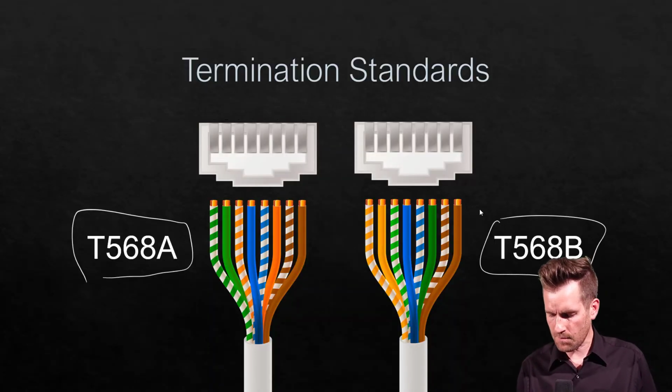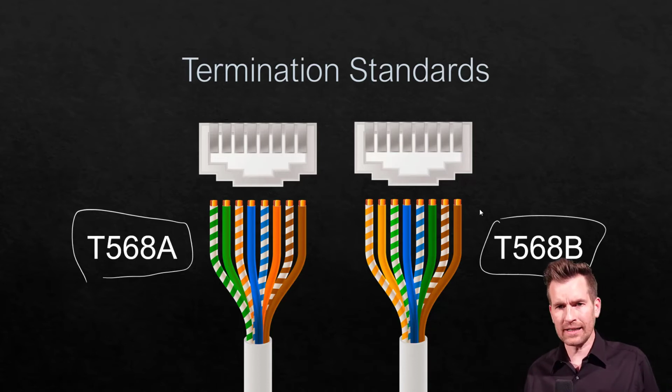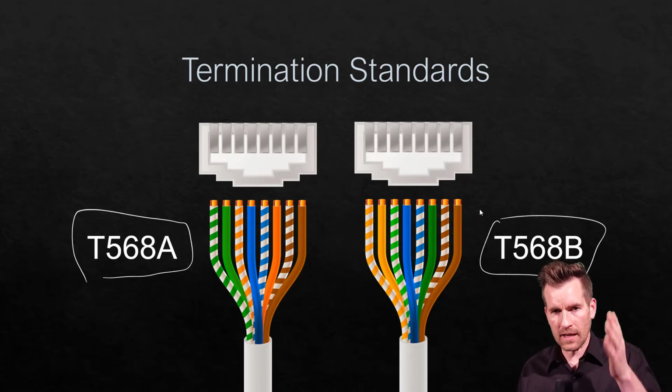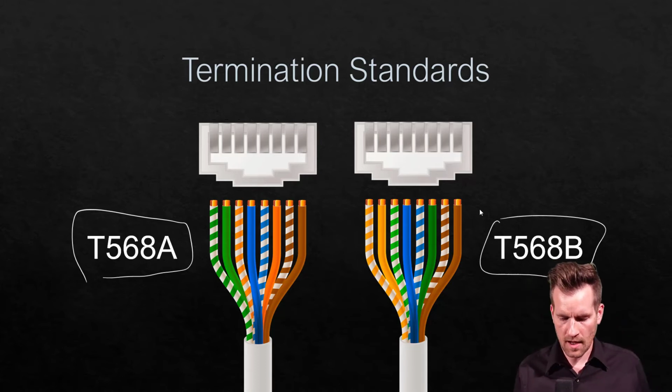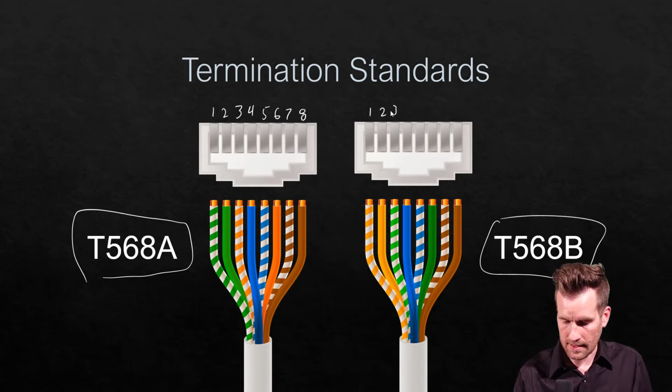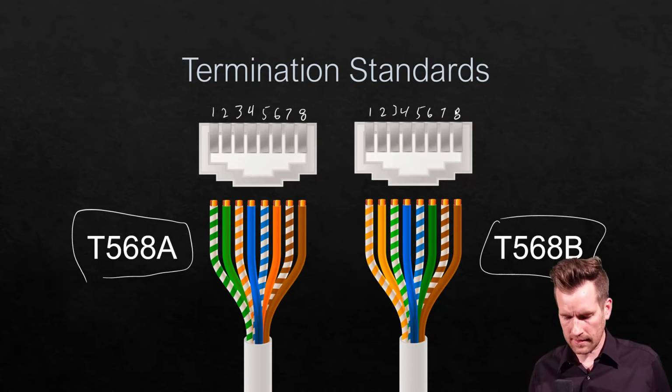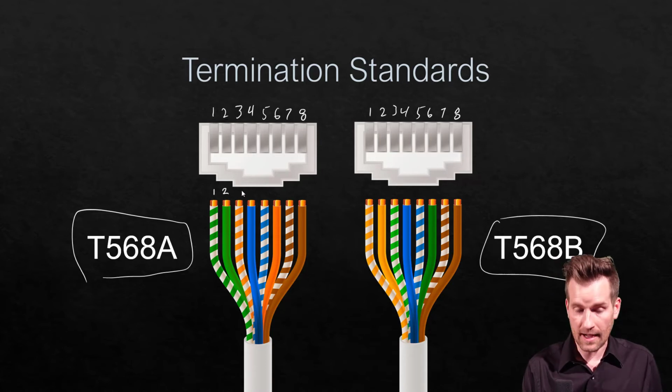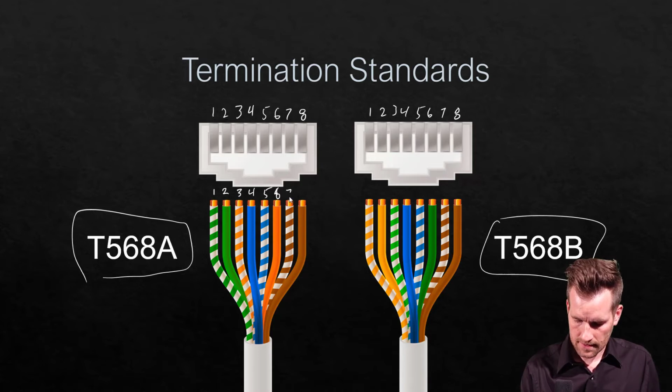T568A and T568B are those different connection standards. What it essentially tells us is what should be pin 1, what should be pin 2, what should be pin 3. So on our jack, we actually have pins, and there's a total of 8 pins: 1, 2, 3, 4, 5, 6, 7, 8, and it's the same for each one of these. And we have to associate that with the different conductors on the cables. So they're associated with these right here, 1 through 8.